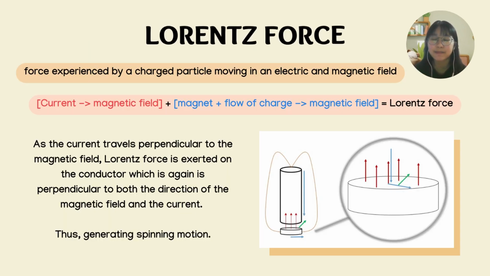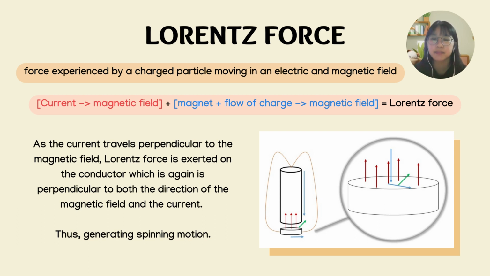Lorentz force is a fundamental concept in electromagnetism that describes the force experienced by a charged particle moving in an electric and magnetic field. It is named after the Dutch physicist Hendrik Lorentz. As the current flows through the wire, it will generate a magnetic field, while the magnet placed on the end of the battery generates its own magnetic field when the wire with its flow of charge passes through. When they interact with each other, these two magnetic fields will generate Lorentz force.